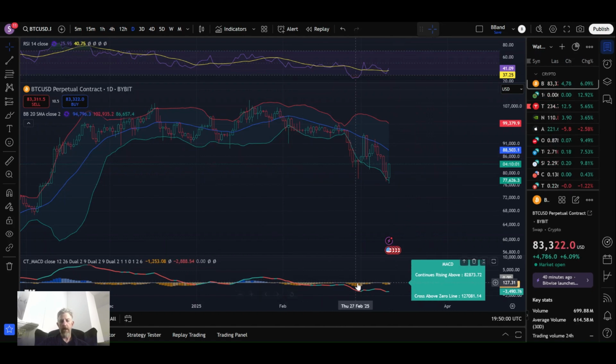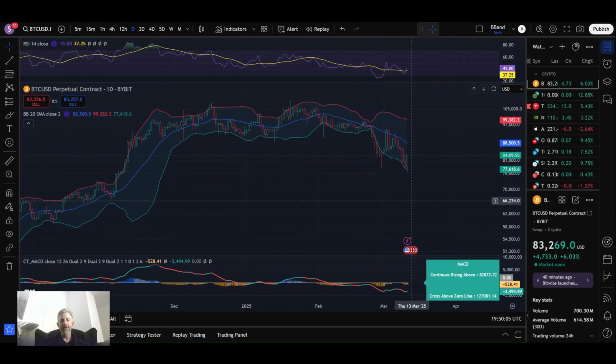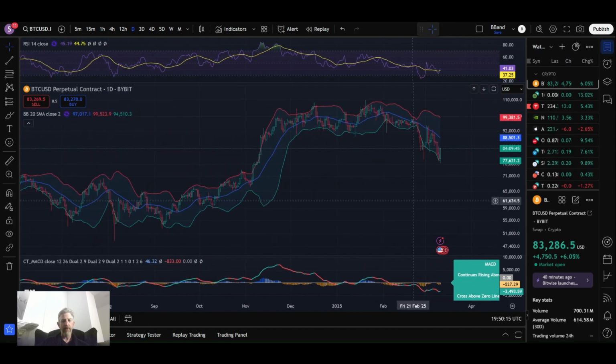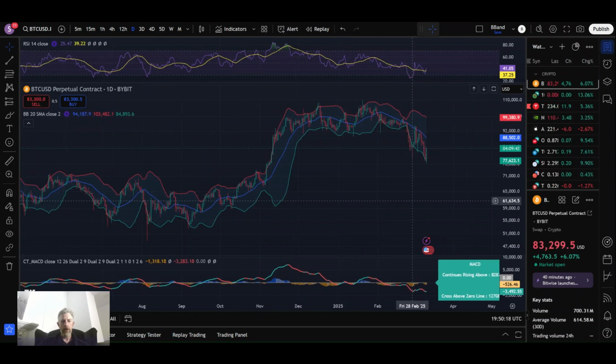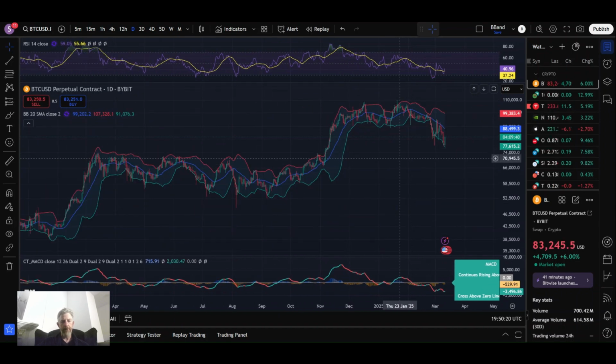From a point of view of momentum, on the daily, it's still to the downside. Taking a bit of a breath at the moment, but from a point of view of momentum and formation, setup, trend, whatever you want to call it, I still have a bit of a downside bias in the short term. And I would not be surprised if Bitcoin revisits this swing high and this swing high, which are basically coming in for daily closures, probably somewhere between 73 and 75. So it's got quite close there already.